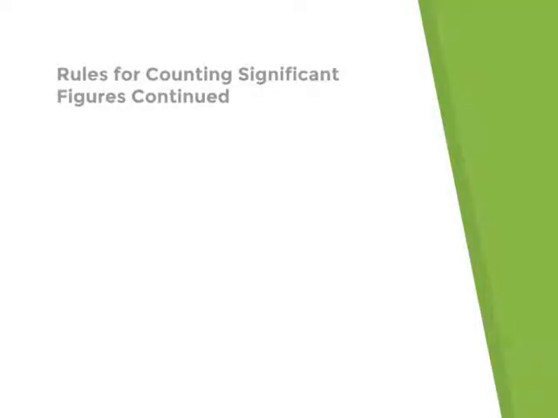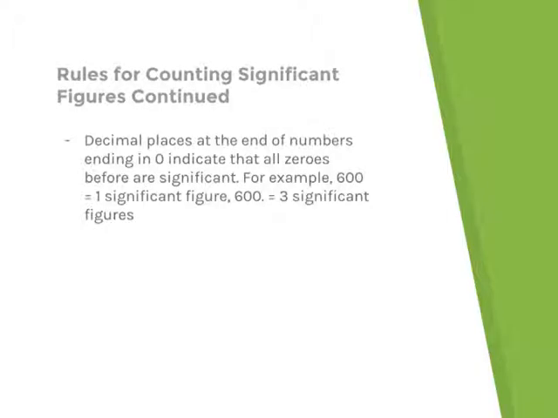A fourth rule sort of ties into this third rule. If you have a number bigger than 1, like let's say 600, and those last two digits, or last one, however many digits there are, end in 0, you have to have those zeros there in order to express the number the way it is. Right? You can't say 600 without putting those two zeros there at the end.